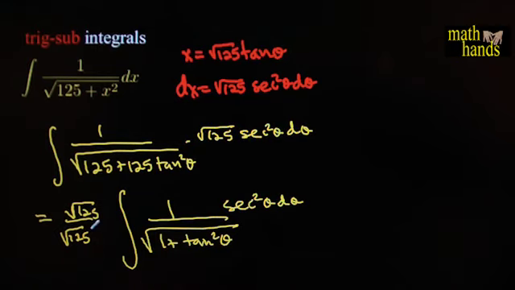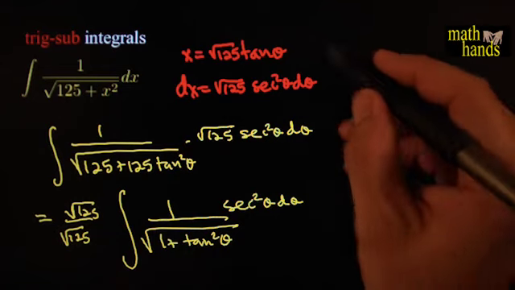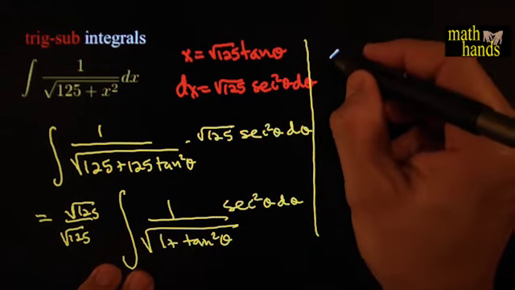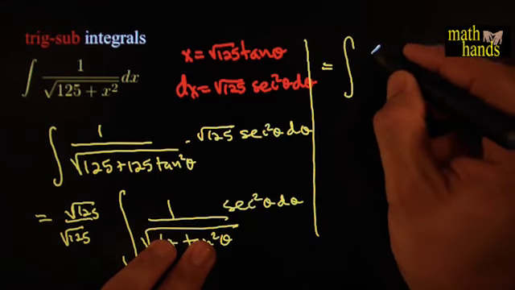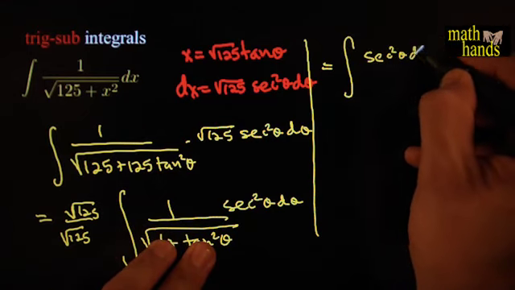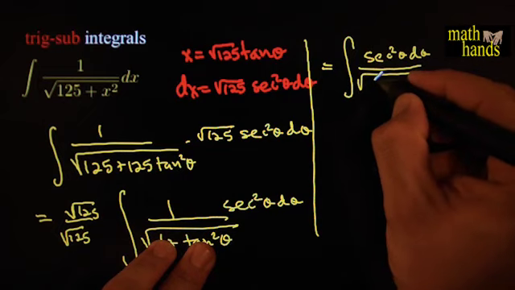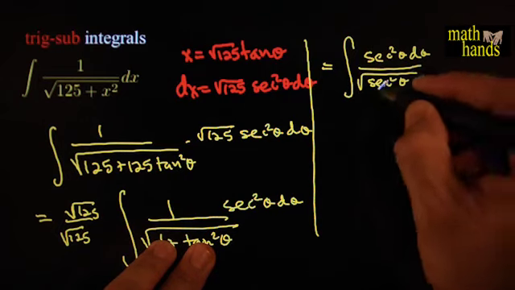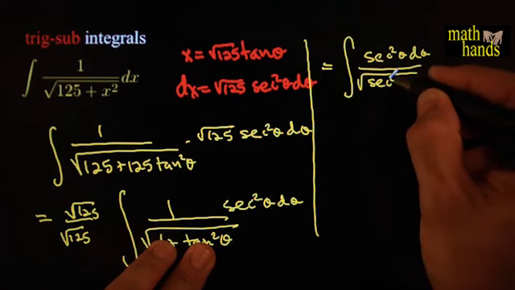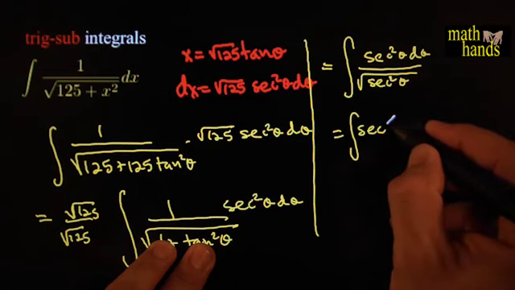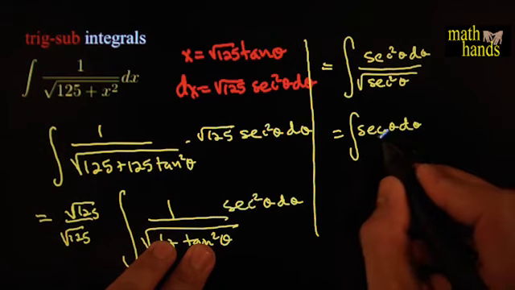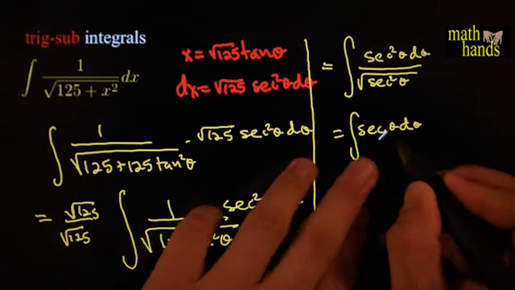So this becomes, by the way, this is just 1. So this becomes the integral of secant square theta d theta all over square root of secant square theta. That kills one of these because secant square root will give you just secant. That will become the integral of secant theta d theta. And that's something famous, something we've done before actually.